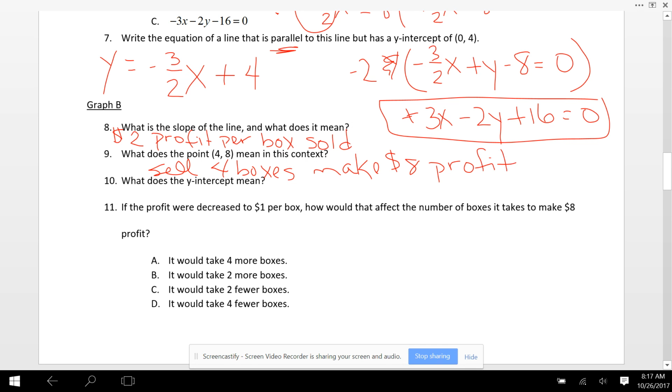What does the y-intercept mean? The y-intercept is 0, 0. It means that if you haven't sold any boxes, sell 0 boxes, get 0 profit. Okay, and if the profit were decreased to $1 per box, we talked about how you would have to sell 4 more boxes to make the $4 more.